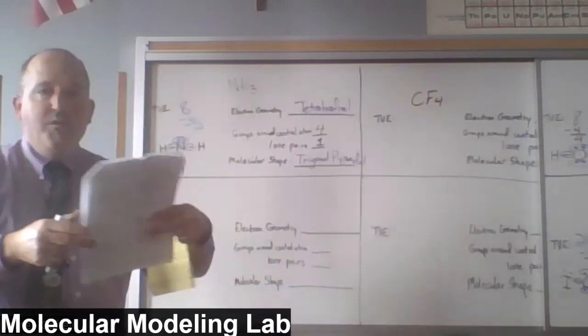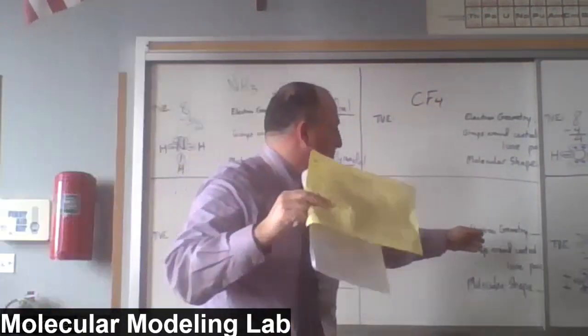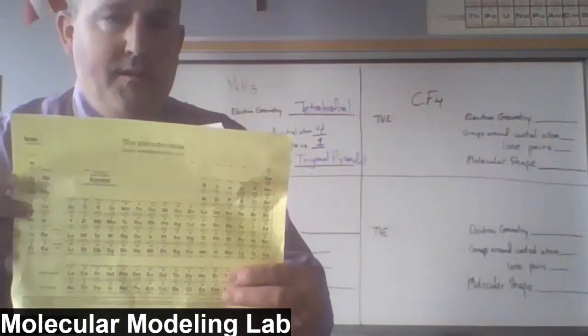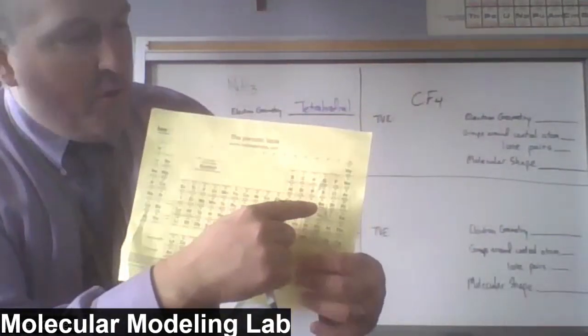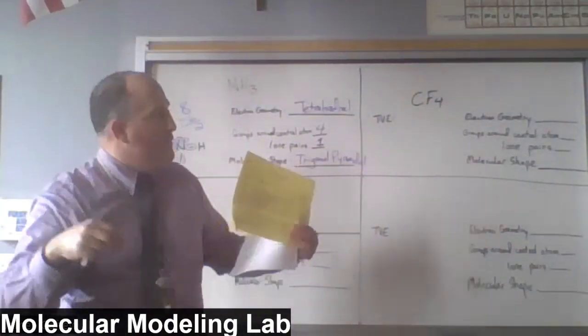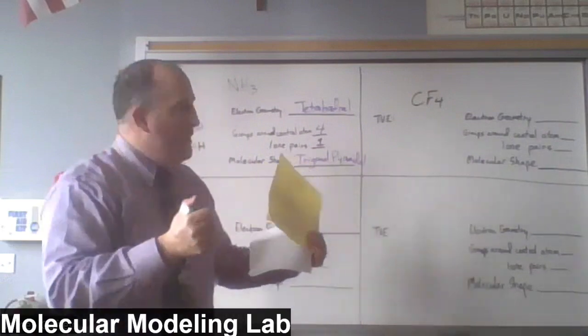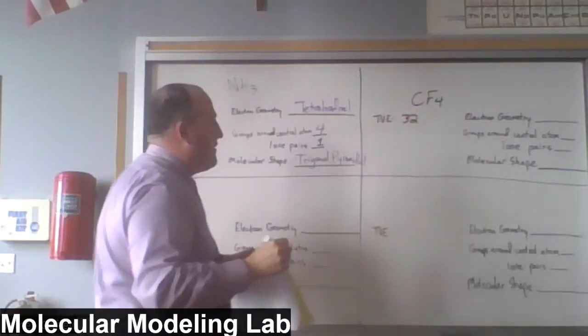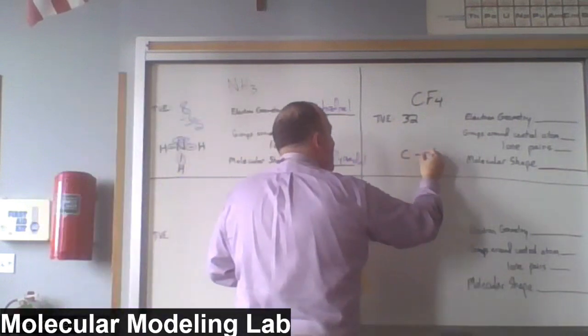CF4. Again, we start by referring to the periodic table. We'll look at carbon in column 14 and fluorines in column 17. So mentally, we're thinking, okay, 7 electrons for each fluorine. So that's 28 plus 4, 32 total valence electrons.